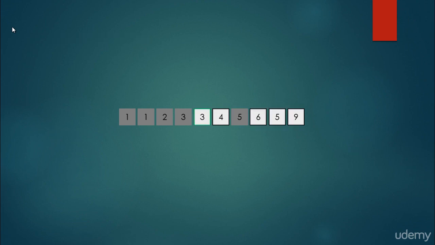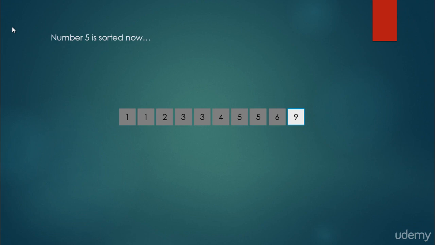Okay, we call this method recursively on the subarrays. We consider 3 sorted, we consider 4 sorted, we keep going, comparing 5 with 6, it's less than 6. And 9 is greater than 6, so we swap 5 with 6 and we consider 6 sorted.